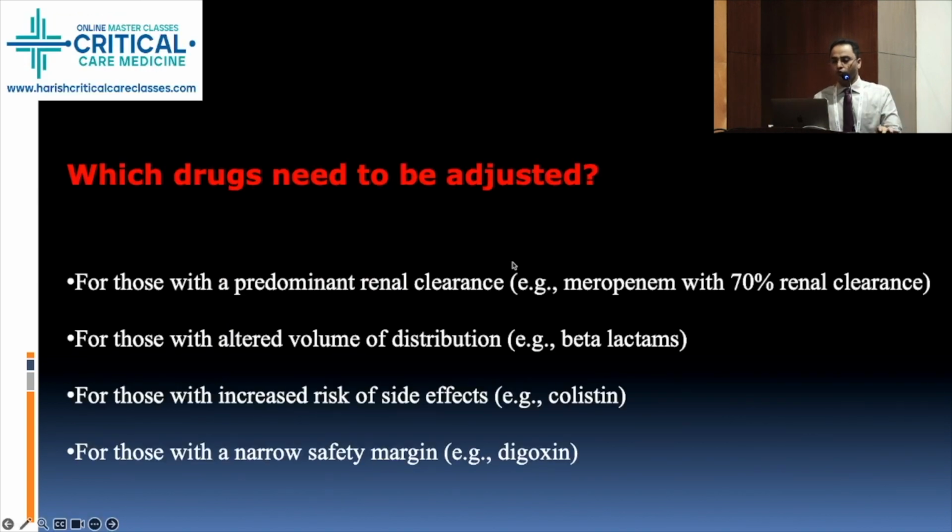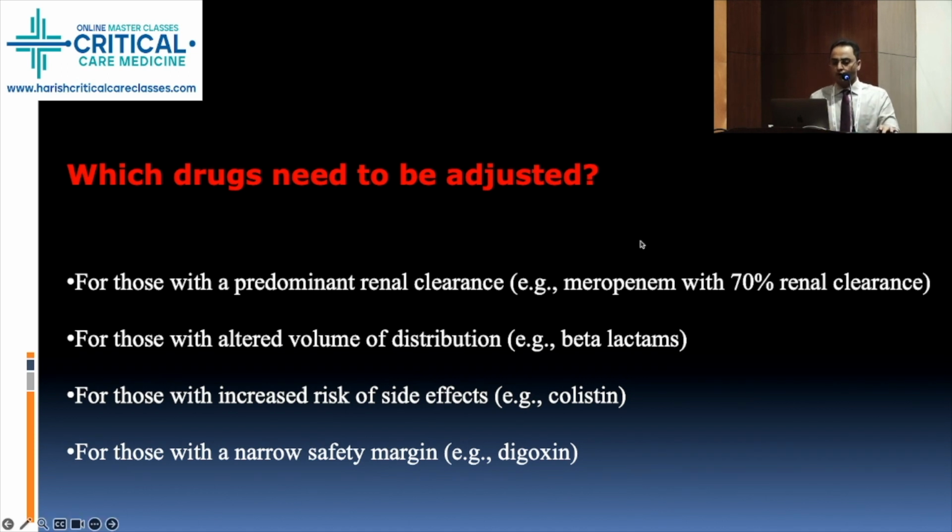Which drugs do we need to adjust, suppose we understand all the PKPD profile? For those with a predominant renal clearance, meropenem, which has a 70% renal clearance, we need to adjust whenever needed. See, meropenem per se is not nephrotoxic. We adjust the dosage because it is renally cleared. It's not nephrotoxic like colistin or aminoglycoside.